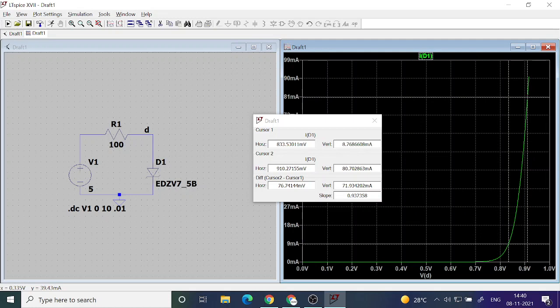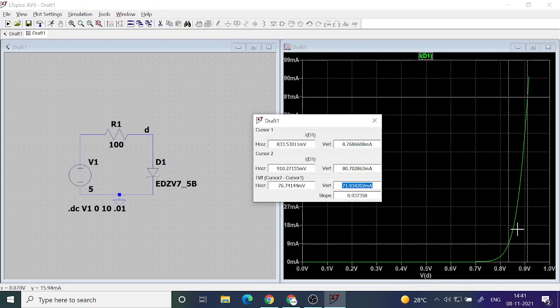Okay, so if you look, delta V is here, it is the difference between these two voltages, it is 76 millivolt, and this is delta I, which is 71 milliampere. So it is roughly both are of the order of 70 milliampere. So the on resistance is basically very less. Once it is turned on, the diode resistance is very less. So you take 2 points on the curve and approximate it with a straight line and measure the on resistance.